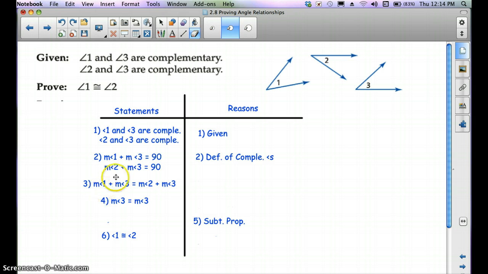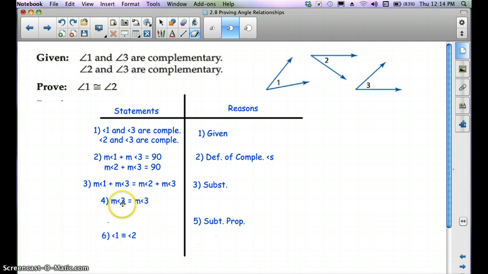So then, how did I get from this step to this step? How can I set those equal to each other? What did I do? Right, I just used substitution. Instead of writing 90, I went ahead and plugged in measure of angle 2 plus measure of angle 3.